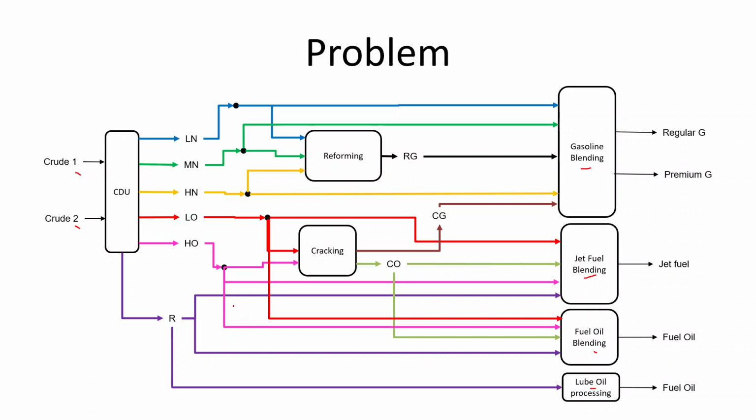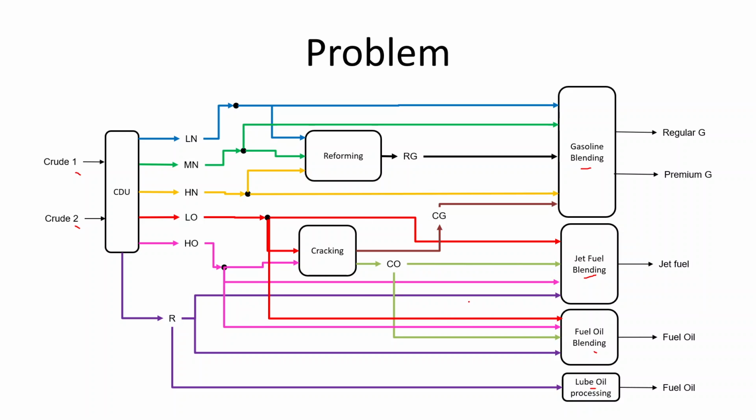For each of these, for example in this case, the light naphtha coming from the CDU can go to the reformer, or it can go straight to the gasoline blending. The same way with the mid naphtha, it goes to the reformer or to the blending. The same way with the heavy naphtha, the light oil and the heavy oil, it goes to the cracking, it goes to the jet fuel blending, it can also go to the fuel oil blending.